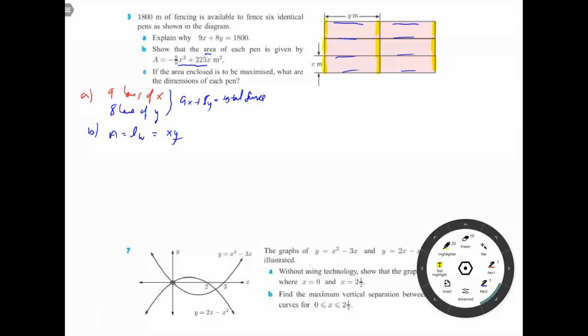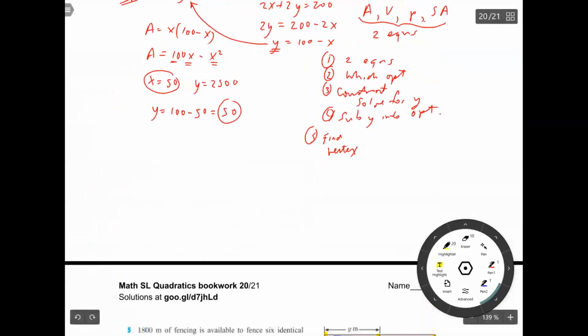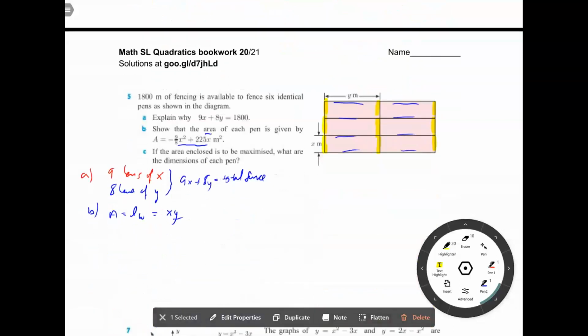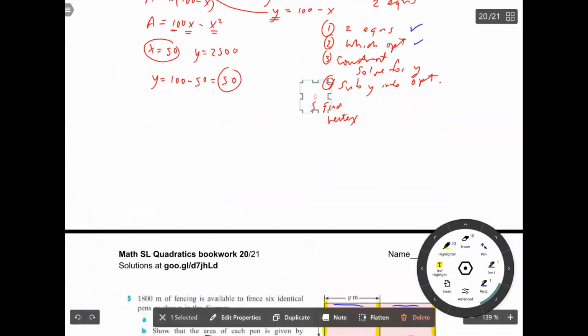Okay, now we go. Remember in the previous problem, I gave you the steps to do an optimization problem. First thing you need is 2 equations, and we do have 2 equations now. We have an area equation and we have a perimeter equation. Then they say, which is the optimization equation? Okay, the optimization equation is the one that we were trying to make the smallest or biggest possible. We don't know that yet. If we look at this part C, we'll know if the area enclosed is to be maximized. So if the area is to be maximized, we know that this must be the optimization equation, right? Which means that this is the constraint equation. Okay, so the constraint equation is the perimeter equation.